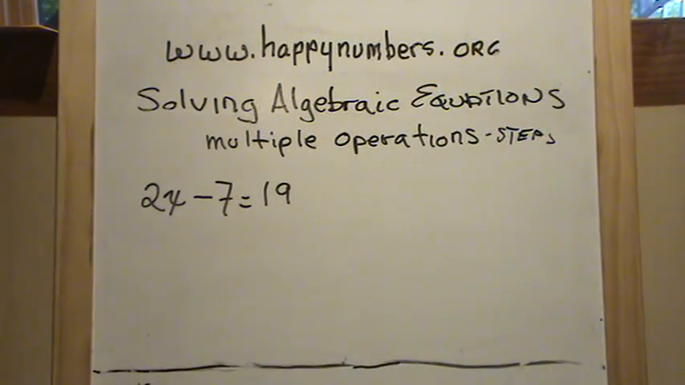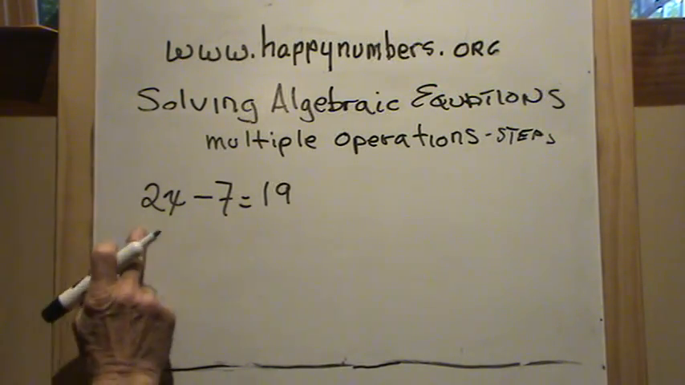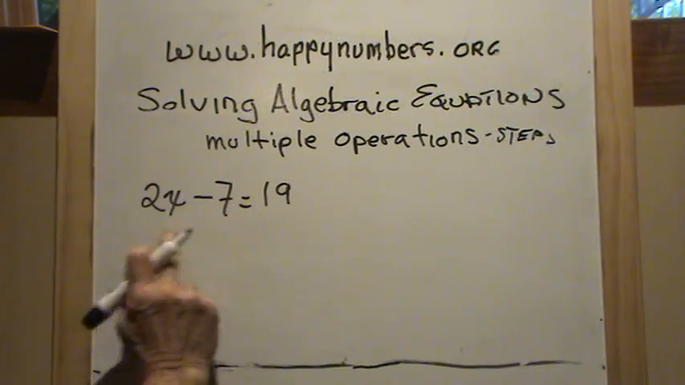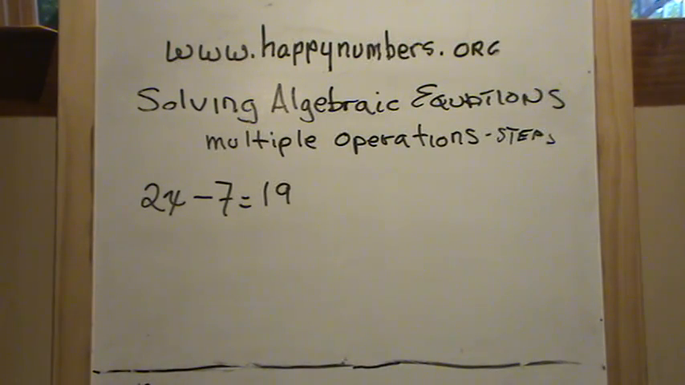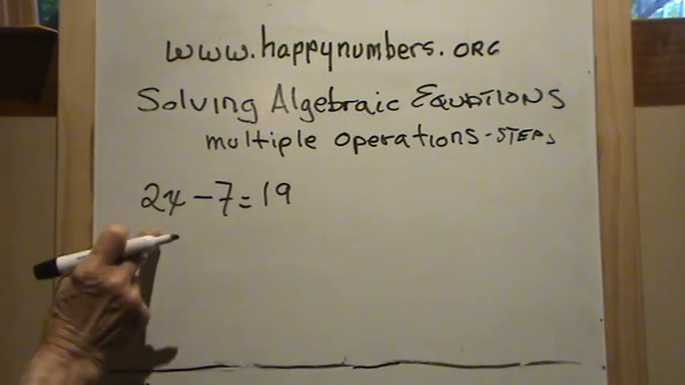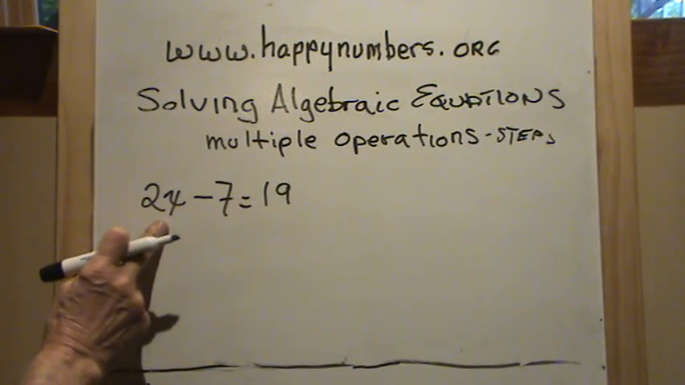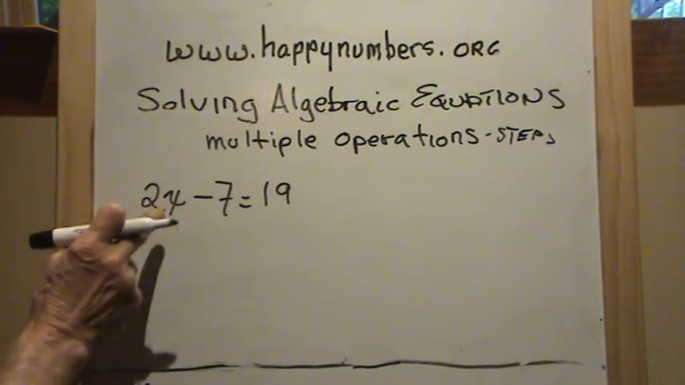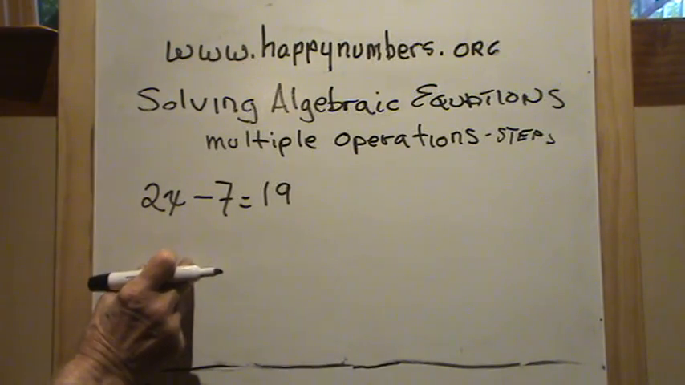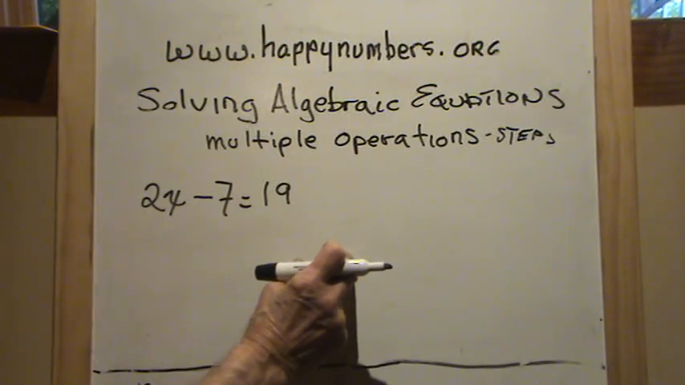So far we've been working with equations and solving them using just one step. But now we're going to work with a little more complex equations, and we'll have to use multiple steps. However, our reasoning is exactly the same. We must always get our unknown or our variable alone on one side and our numbers on the other side.